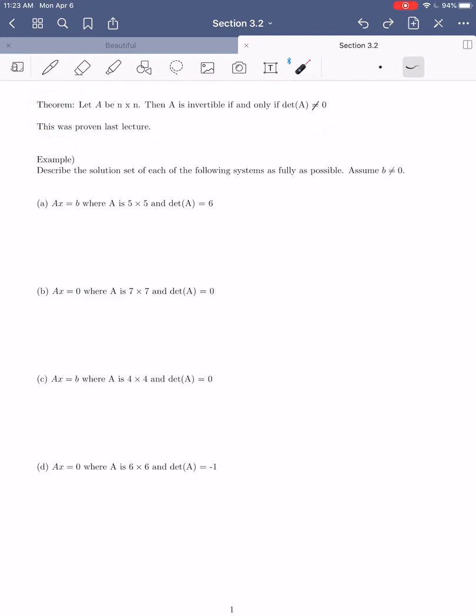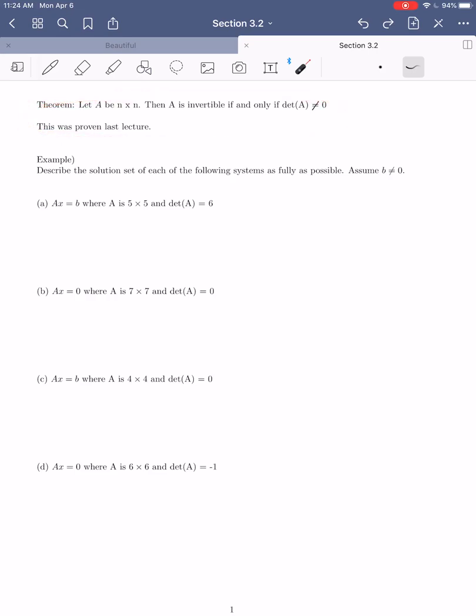This theorem just said that if A is an n by n matrix, then A is invertible if and only if its determinant is non-zero. So remember, since this is an if and only if, you actually get four different directions from this theorem. It tells you that if A is invertible, then its determinant is non-zero. It tells you if a matrix's determinant is non-zero, then it is invertible. It tells you that if a matrix is not invertible, then its determinant will be zero. And it tells you if the matrix has a determinant that is zero, then it is automatically not invertible. So you get actually four different statements from this theorem here.